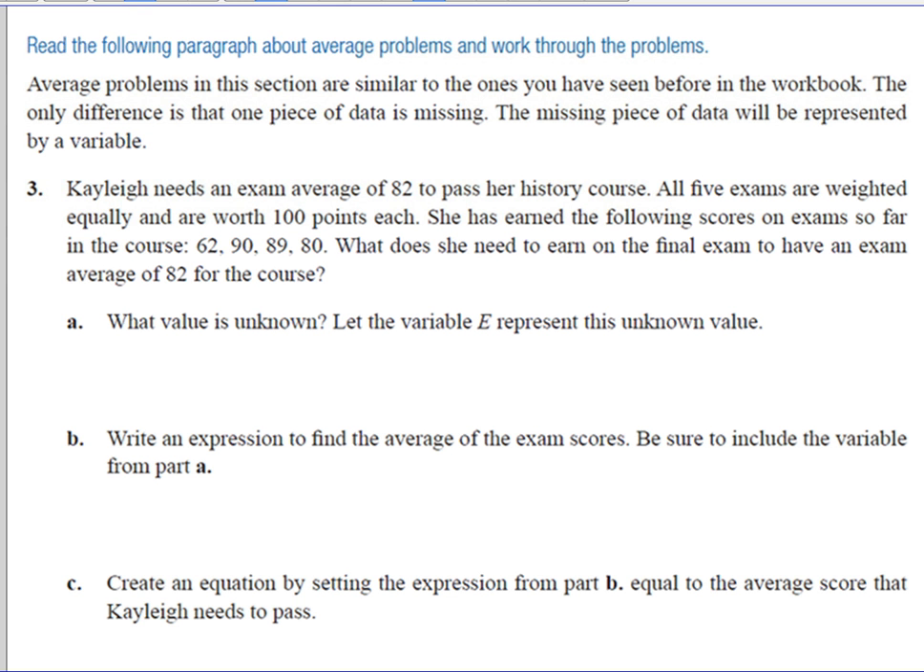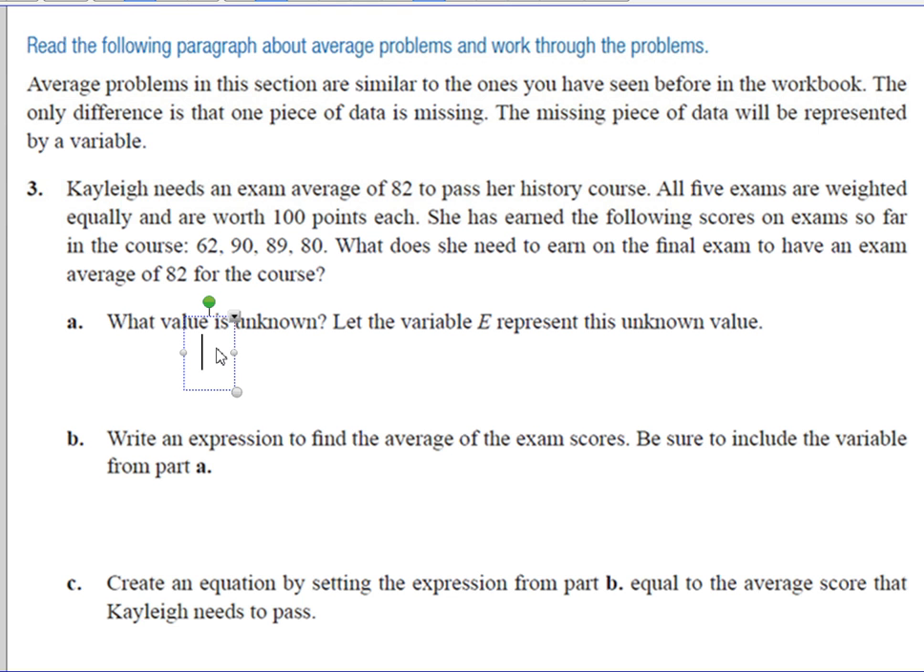This example says Kaylee needs an exam average of 82 to pass her history course. All 5 of her exams are weighted equally, and they're worth 100 points each. She has the following scores on the exams so far: 62, 90, 89, and 80. What does she need to earn on the final exam to have an average of 82 for the course? So what do we know about averages? We add them all up and divide by how many numbers there are.